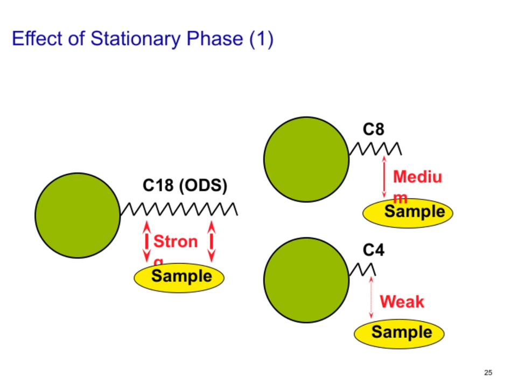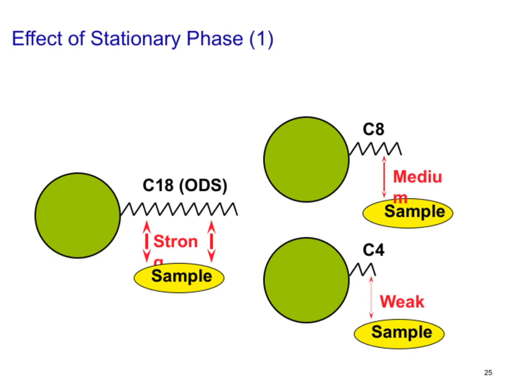When we have a weak stationary phase, the interaction with the sample molecules is minimal, resulting in shorter retention times. As we move to medium and then to C4, C8, and finally C18 phases, the interactions become stronger, meaning the sample molecules are retained longer, which improves separation but also requires adjusting the conditions accordingly. This progression from weak to strong phases demonstrates how we can tailor the stationary phase to optimize our separation process.